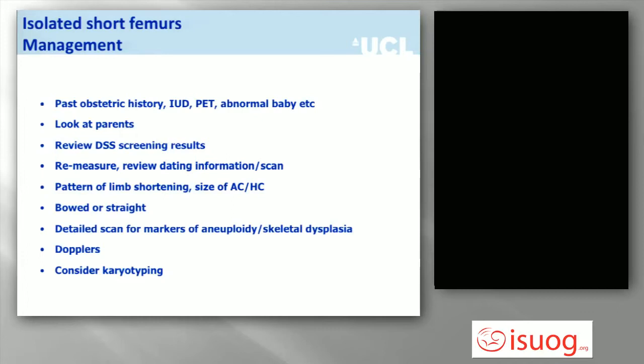And then I think you should do Dopplers. You should certainly do the uterine artery Dopplers at this stage to exclude the possibility of impending IUGR. And of course you should consider karyotyping if this baby is generally small.